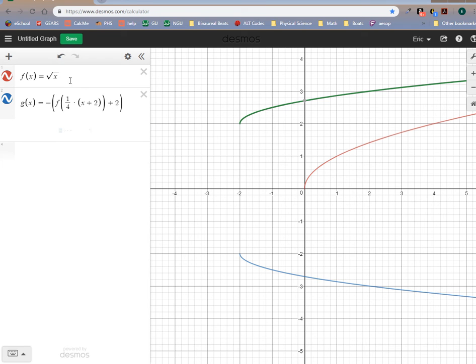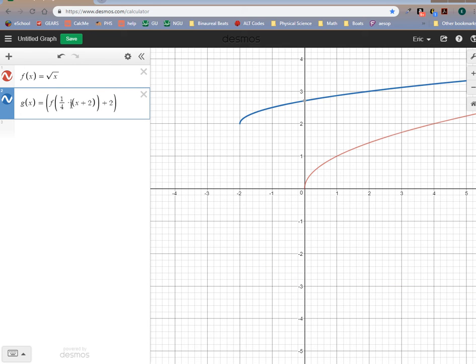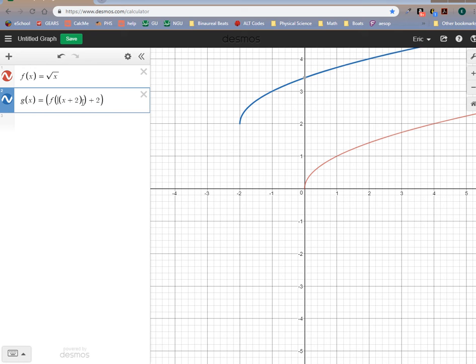So let's maybe explore this in a little different way. Let's say that g of x, now let's make some sliders here instead. Okay, so let's do this. What's the parameter that controls the horizontal translation? H. So we're going to make that a minus h. What's the vertical translation? K.